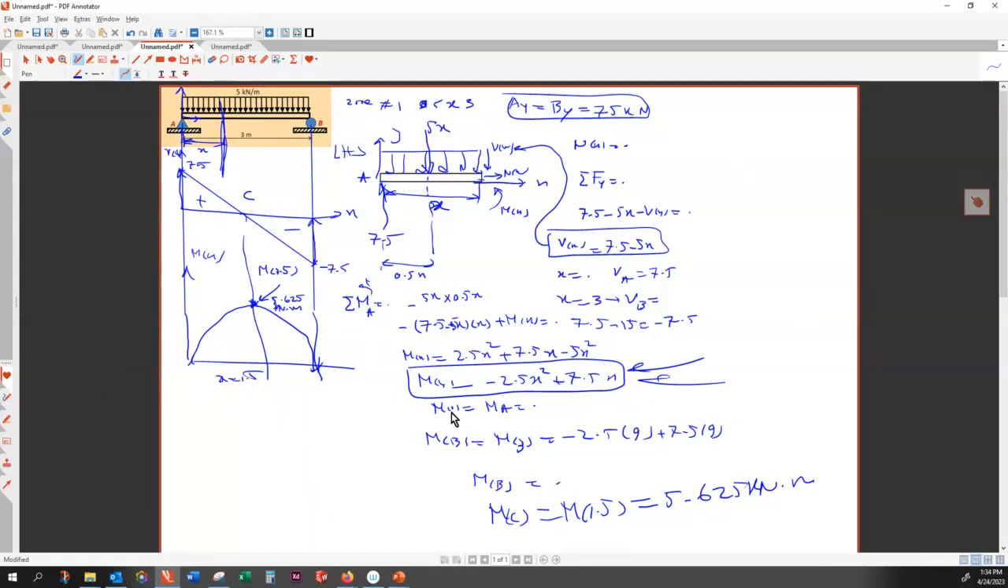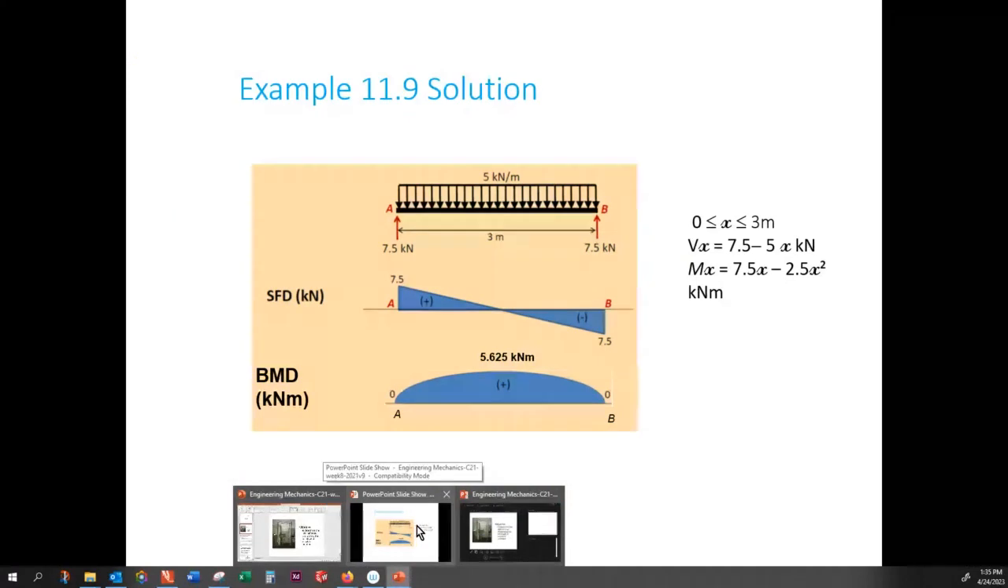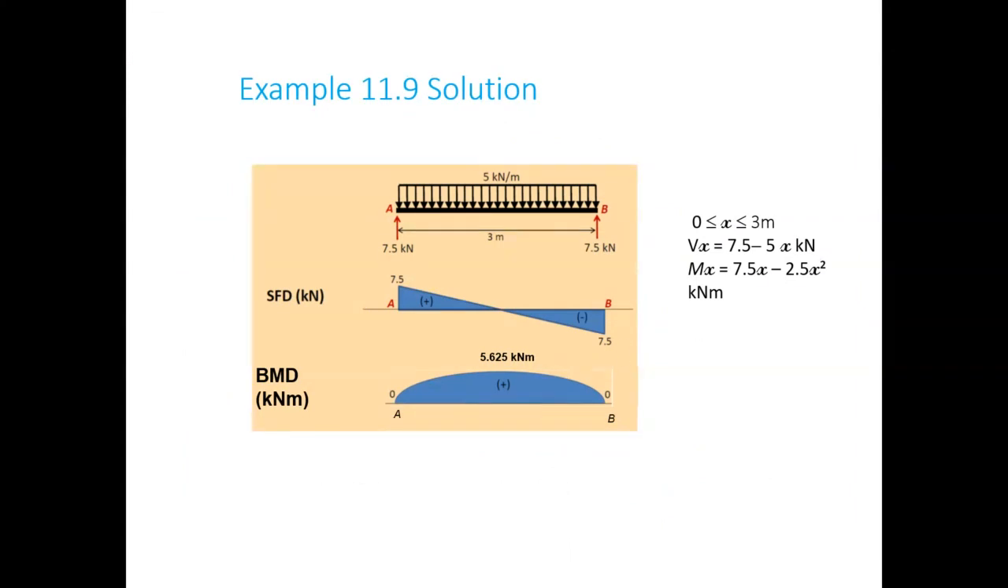And so the last three lines, I want to plot this quadratic curve. How do you plot? You plot by investigating a few points. I'm investigating point one, which is x equal to 0. I investigate that at the end, which is x equal to 3. And also, I investigate that at the point in the middle, point C, which is x equal to 1.5. And if you plug x equal to 1.5 into this expression, the number is 5.625 kilonewton meter. And this is the plot. Is that clear?